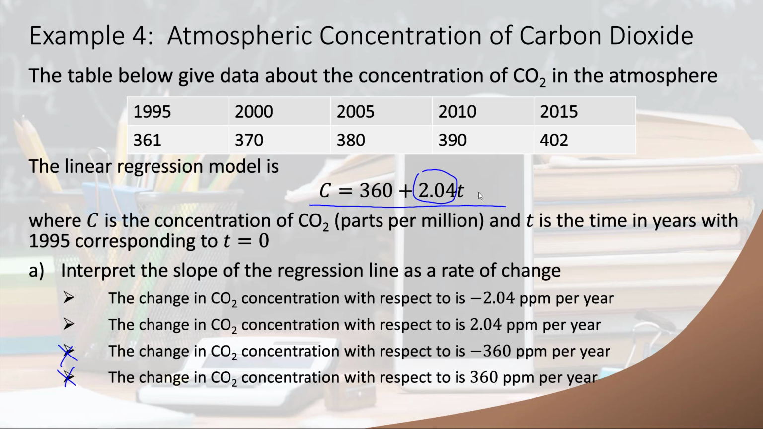Well, as T increases, the carbon dioxide is going to increase at a rate of 2.04 parts per million per year. Okay, now it's not going to decrease, so this is out. It's going to increase. So that is our interpretation of the slope. And of course, once again, in MML, you will have these options. You just need to choose the correct option.